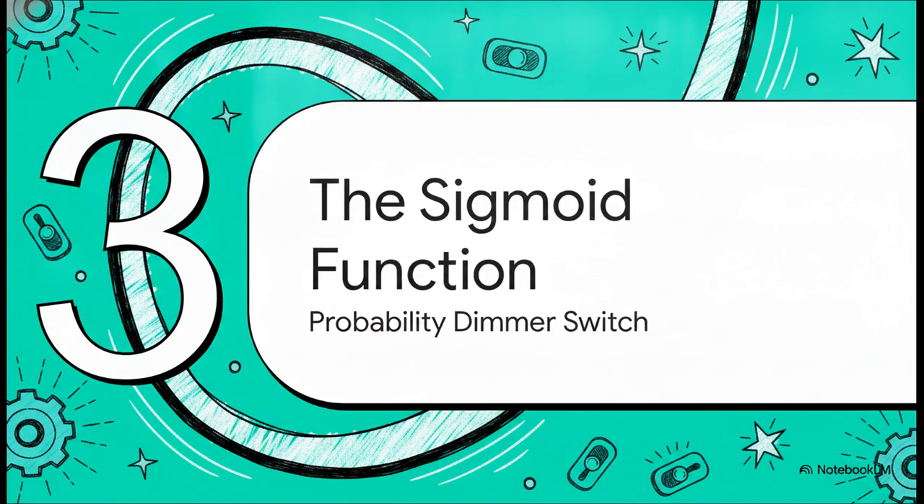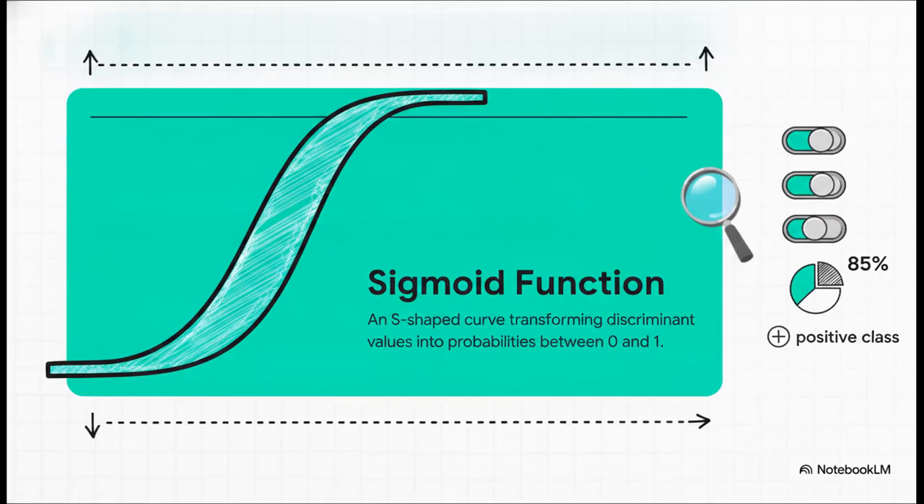Let's see how this builds into the core engine of the algorithm. I like to think of this as our probability dimmer switch. The sigmoid function is this beautifully elegant S-shaped mathematical curve. Whatever crazy number you feed into it, no matter how massively positive or deeply negative, the sigmoid function gracefully squashes it down, so the output is strictly between 0 and 1. Think of this S-shaped curve not as a harsh on-off switch, but like a dimmer switch. It smoothly translates our model's raw calculations into a clear, understandable probability score. If the model outputs 0.85, boom, it's telling us it's 85% confident this data point belongs to the positive class.